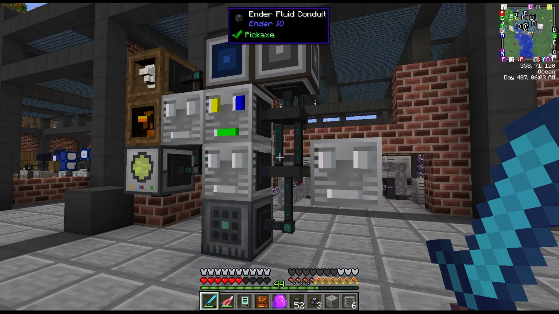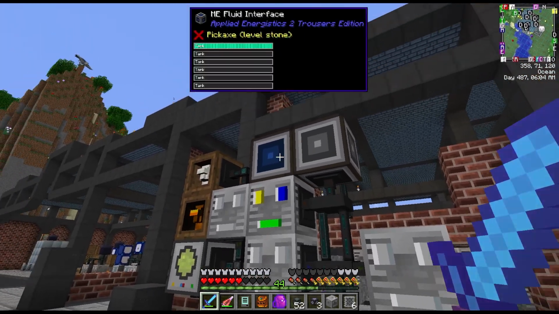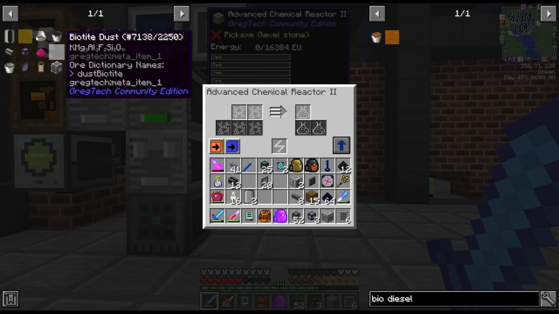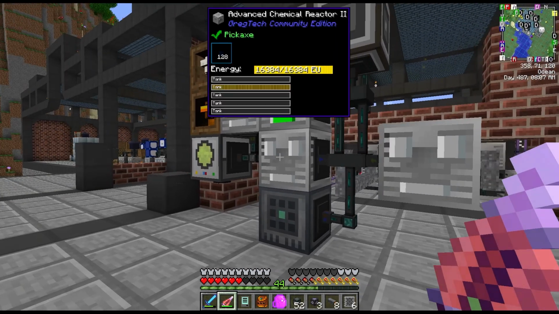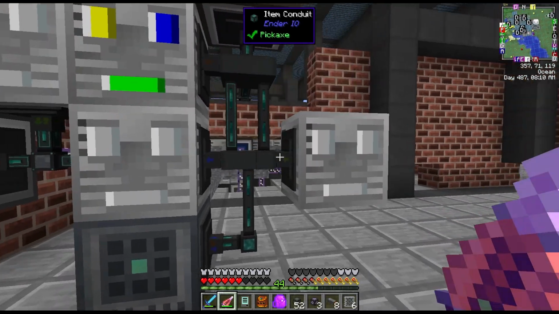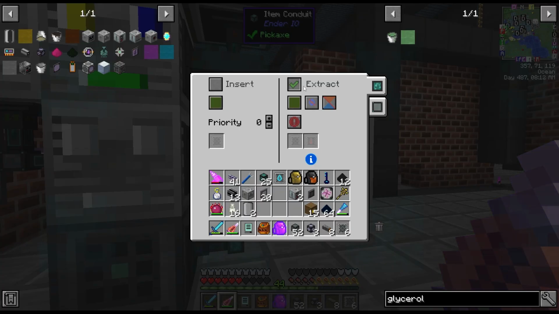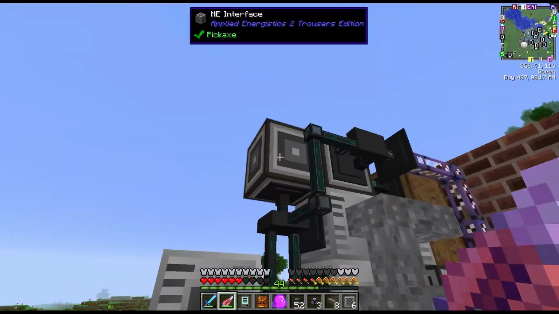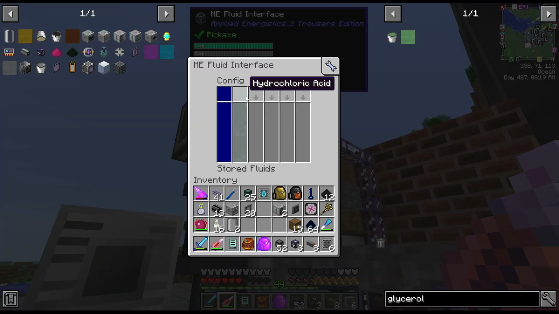So now I've set up a fluid conduit to send the biodiesel back into our fluid interface for storage. And the glycerol we're going to chemical react here. To do that, we're just going to pull the glycerol straight from here with the fluid conduit. Actually, we don't need to have this connected. Just the fluid conduit connected. And then we're going to ask for hydrochloric from our system here.